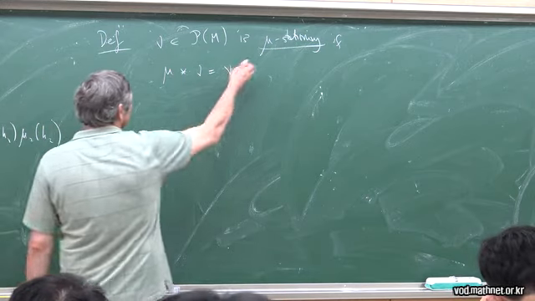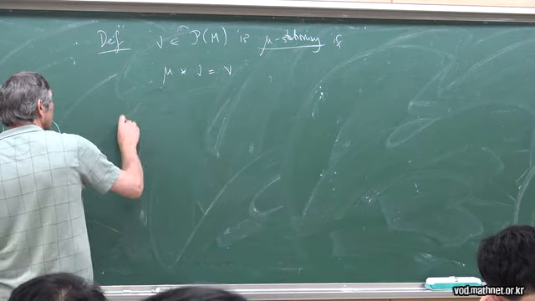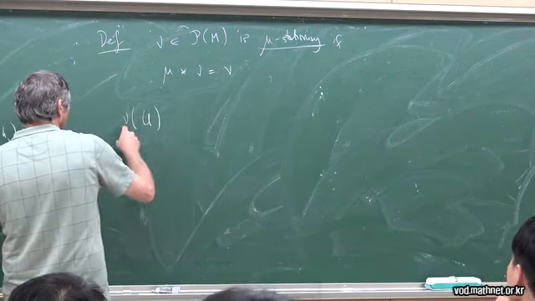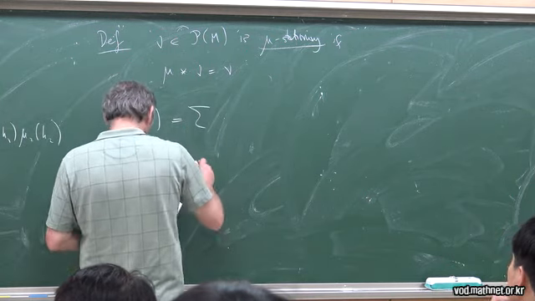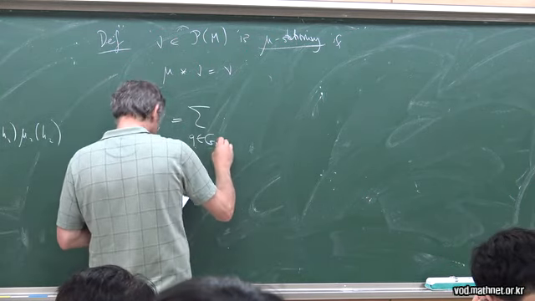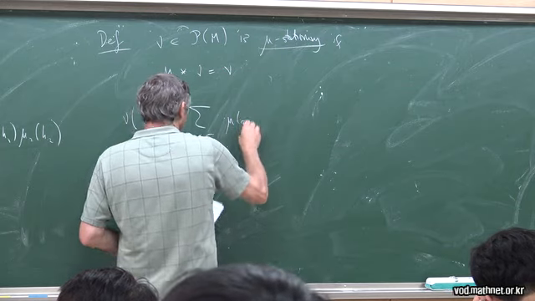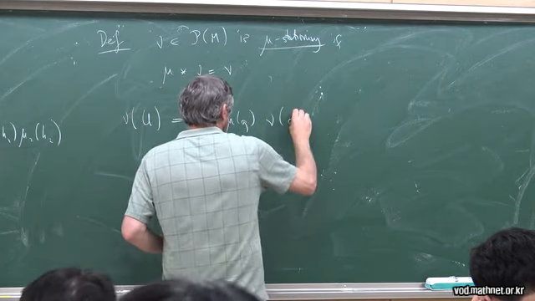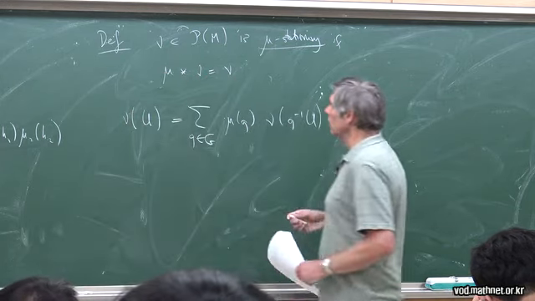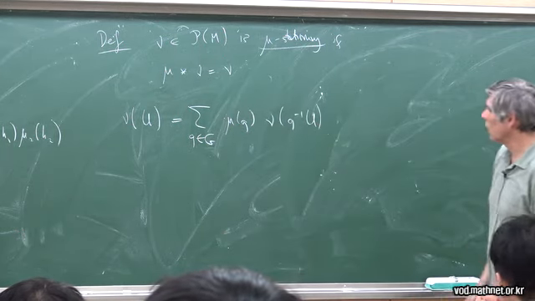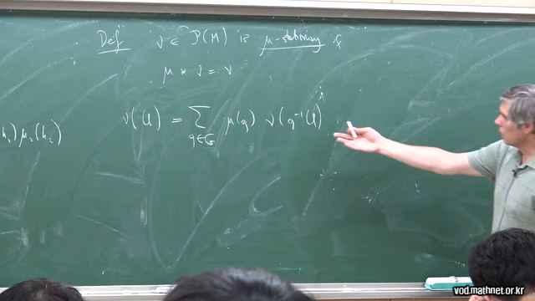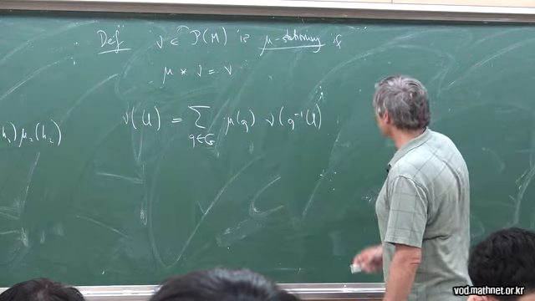So when you unwind this, it just says that the measure of some set U is the sum over all group elements g of mu of g times nu of g inverse of U. That's what you get when you unwind the definition of convolution. And this is somehow what hitting measures should satisfy, right?